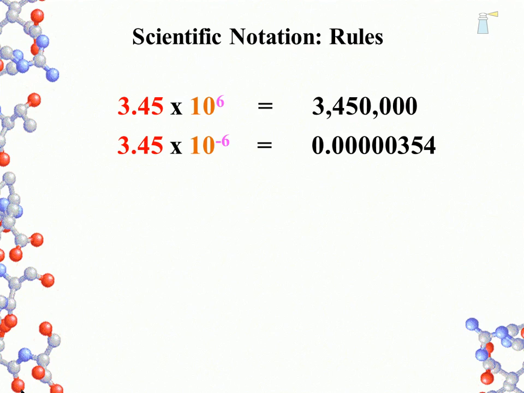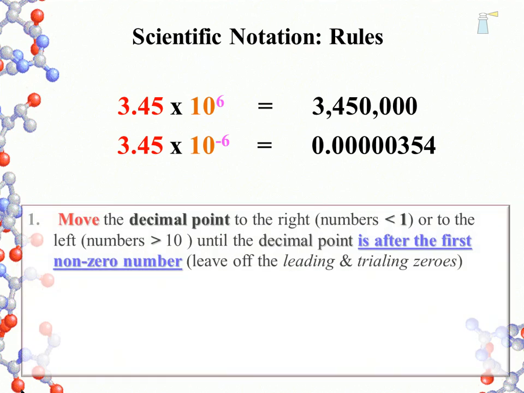We will keep these two equations as references as we discuss the rules for going from decimal to scientific notation. The first rule, starting from a decimal number: move the decimal point, digit by digit, to the right for numbers that are less than 1, or to the left for numbers that are larger than 10, until the decimal point is after the first non-zero number. And we're going to leave off the leading and trailing zeros. There are quite a few parts to this rule, but it will become clear as we demonstrate the process.